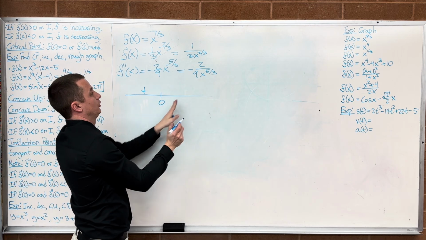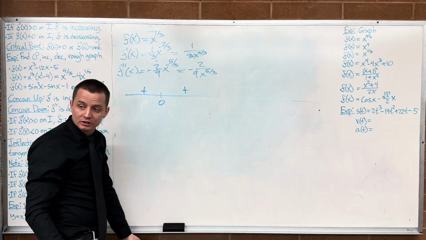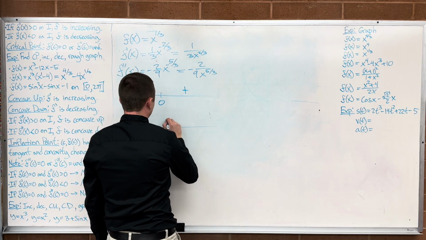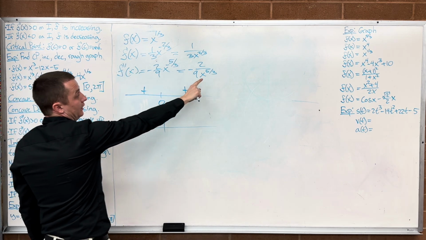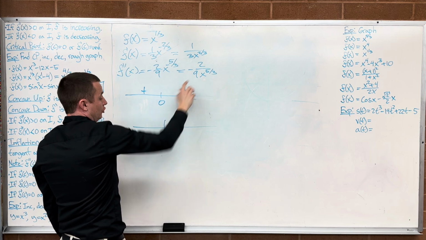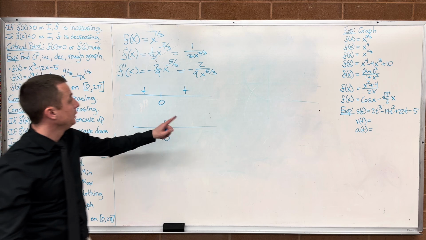Positive. To the right, we get positive. Okay, so that's our slope. Our slope is always increasing. Let's look at our concavity. Negative, and then positive. Our concavity is, first off, 0 is where it could potentially switch, so this could be an inflection point.